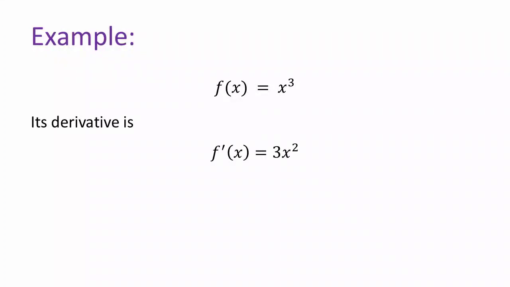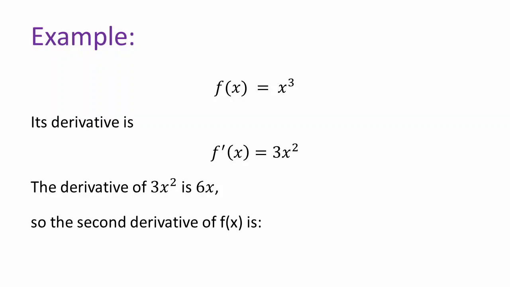For example, f of x is equal to x cube. Differentiating with respect to x, we can write f prime of x is equal to 3x square. Now again differentiating with respect to x, the derivative of f prime of x, we can write f double prime of x, which is equal to 6x. So the second derivative of the given function f of x is equal to 6x.